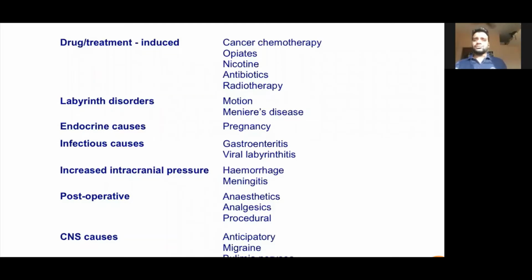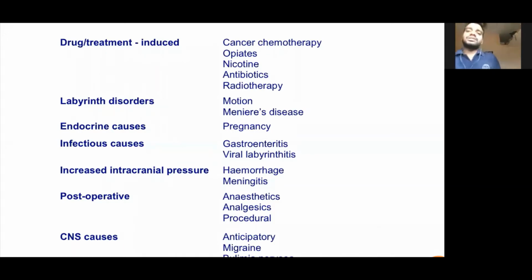So do you know the drug of choice? I think in pharmacology it is already written very clearly in KD Tripathi. Drug of choice for motion sickness, scopolamine. Okay. Scopolamine.